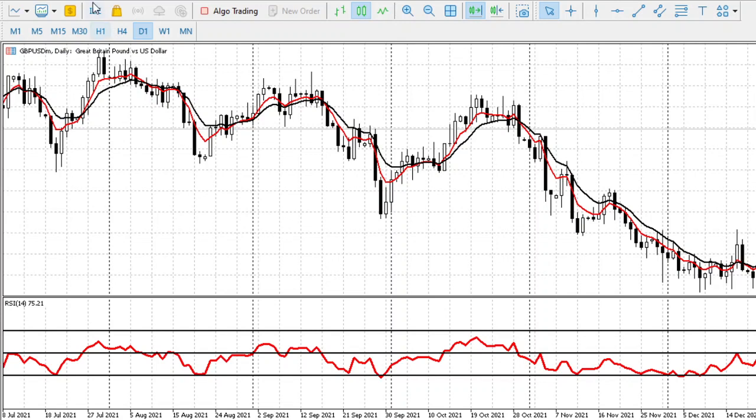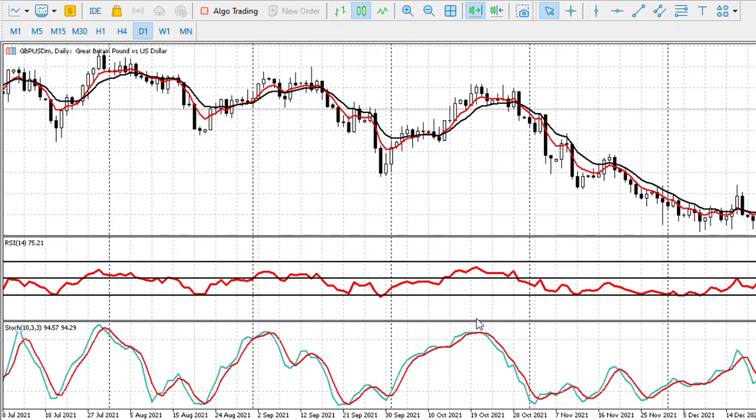So let's also go on to insert, indicators, then oscillators, and search for stochastic oscillator. And then on percentage K period, you are going to insert 10. Then percentage D period should be 3. Then slowing should be 3. And then everything else you can leave as it is.